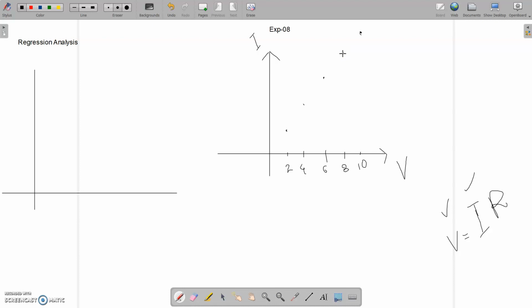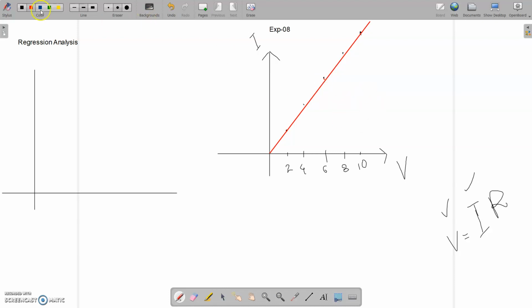Then what you did, you drew a line through these points. It should be like this, but due to a little mismatch in the data, some of the points may not lie on the line, but they should be very close to it.